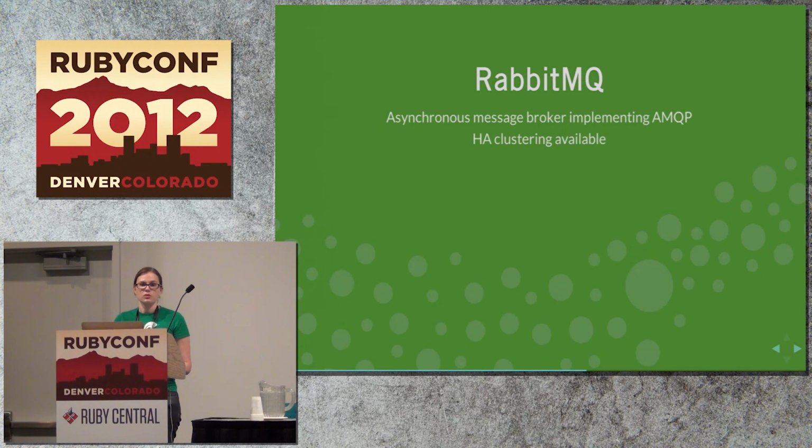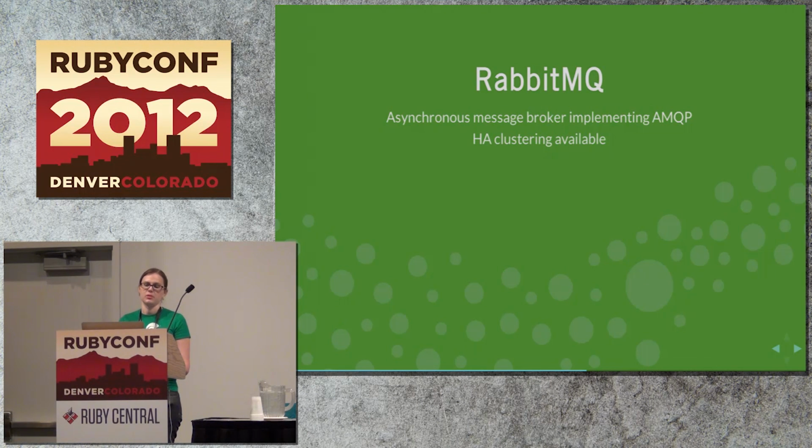So we decided to use RabbitMQ as our message broker system. It's an asynchronous message broker. It uses AMQP as its messaging protocol. However, it can also use a lot of different other message protocols, which was very attractive to us. So if we do determine that AMQP is not the right fit for us in the future, we would be able to swap that out.